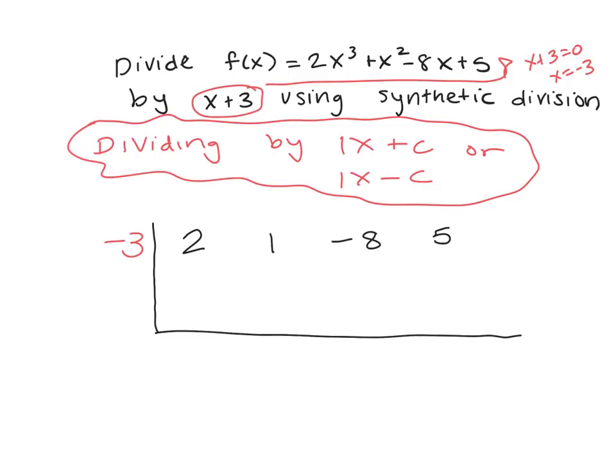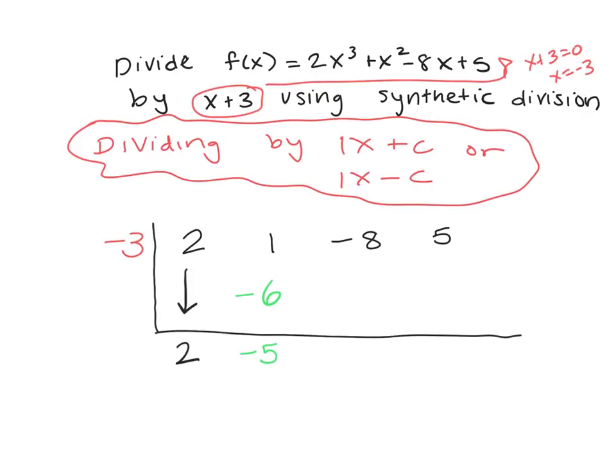So now we have -3 on the left, we have 2, 1, -8, and 5 on the right. And the very first thing we're always going to do is carry down the first term. So the first term always comes straight down. And then we're going to multiply 2 times -3, and whatever we get, we're going to put it right here. So 2 times -3 is -6. And then we're going to add going straight down. So 1 plus -6 is -5.